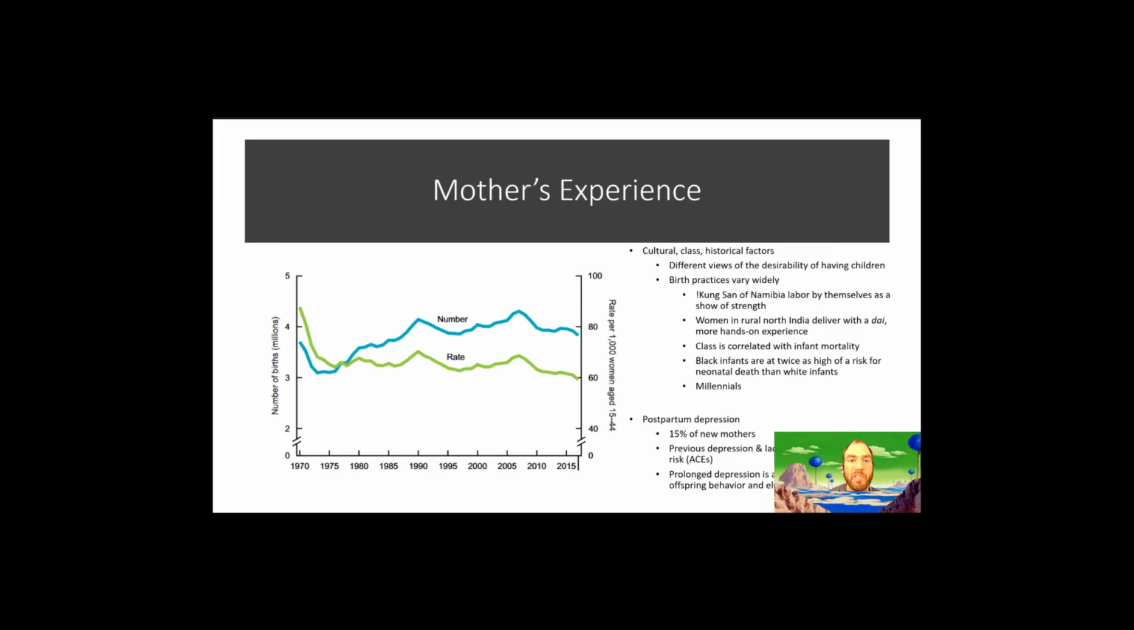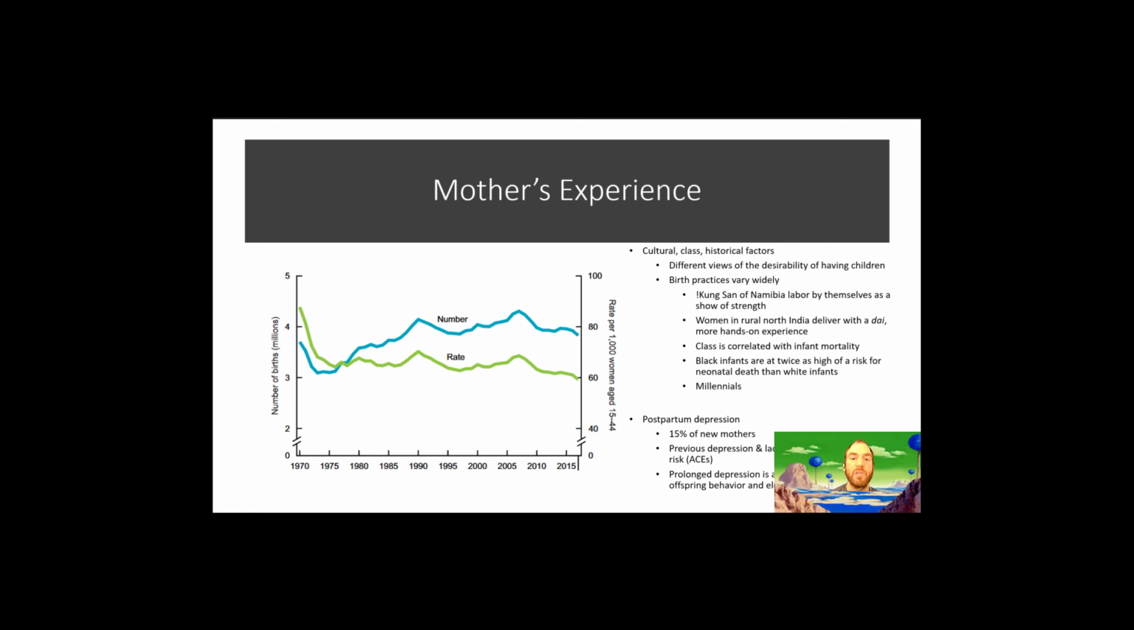Other experience: culture, class, historical factors. Different views of the desirability of having children. Birth practices vary widely. In some tribes in Namibia, women labor by themselves as a show of strength. Women of rural North India have a more hands-on delivery. So again, how mothers deliver their infants has large cross-cultural variation.